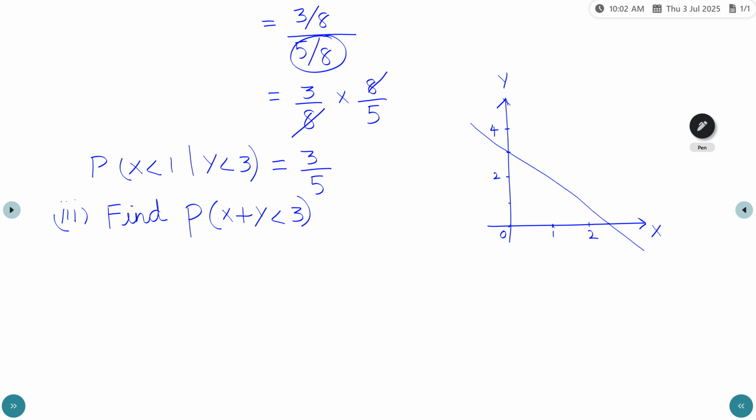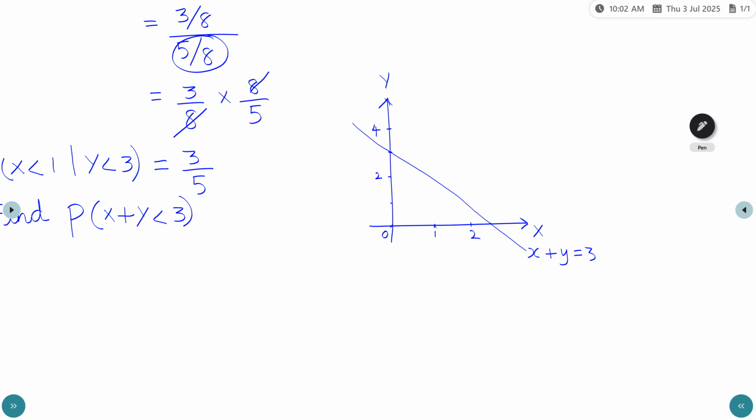This is x plus y equal to 3. It means the point here is 1 comma 2. So sum of these two terms will be 3. Here 2 comma 1, sum 3. Here x value 0, x value 3 and y value 0. 3 comma 0. So 0 comma 3.